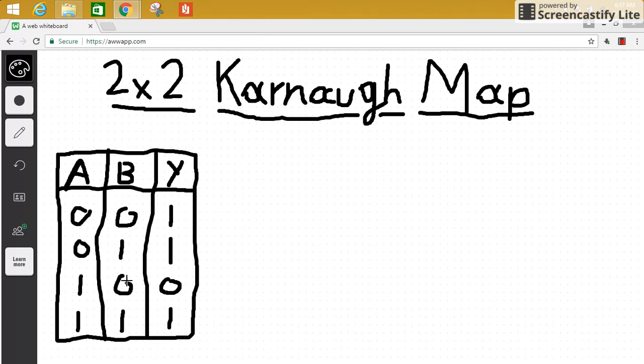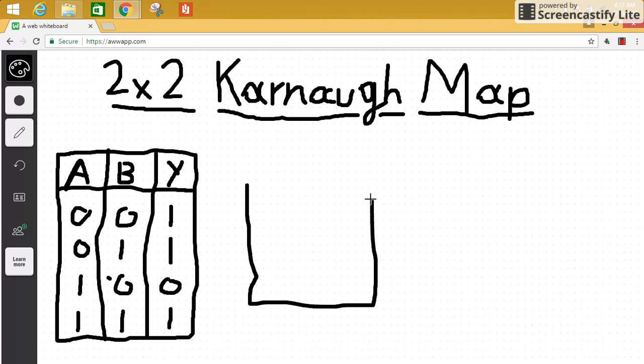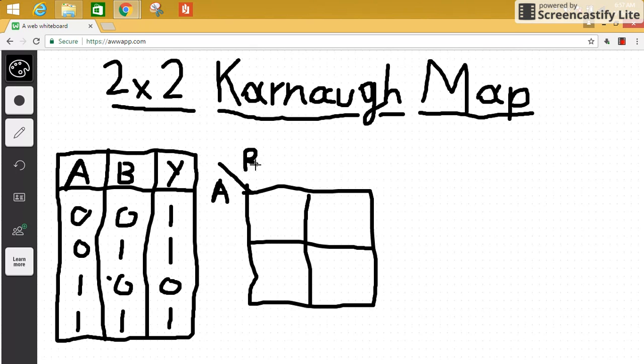For convenience, I've already drawn a truth table here. In this truth table, we have two inputs, A and B, and an output, Y. To begin, first of all, we draw a Karnaugh map. Since it's a 2x2 Karnaugh map, it will have two rows and two columns because of the two inputs and one output that we provided. So here we're gonna write our two inputs, A and B.